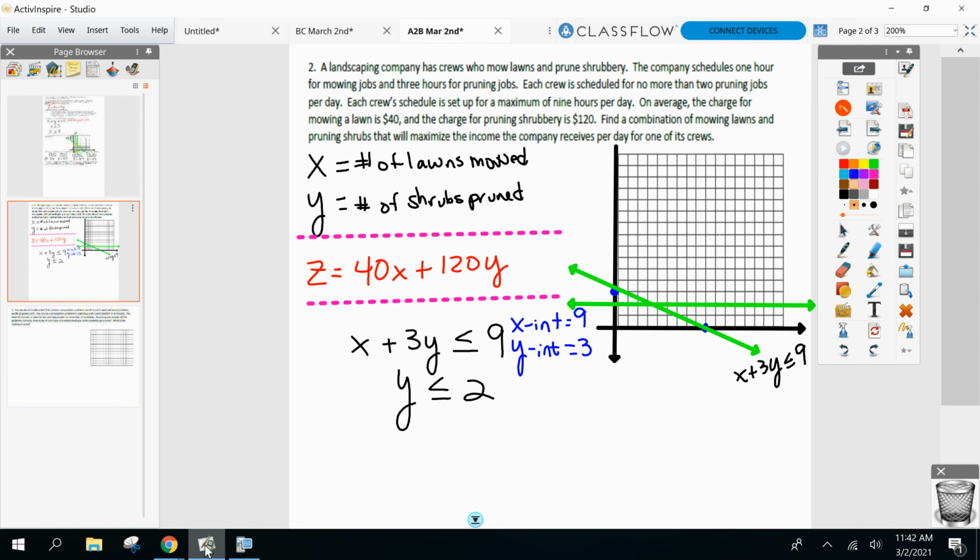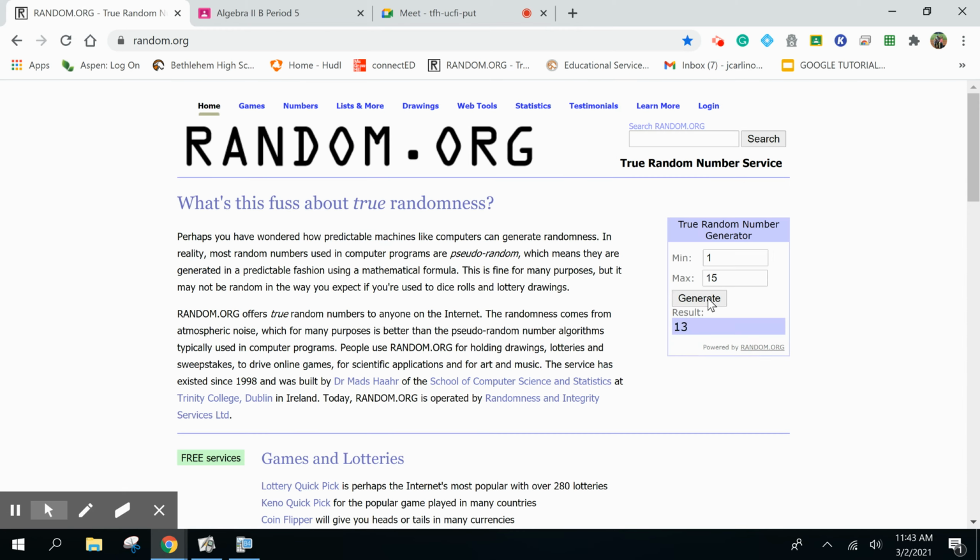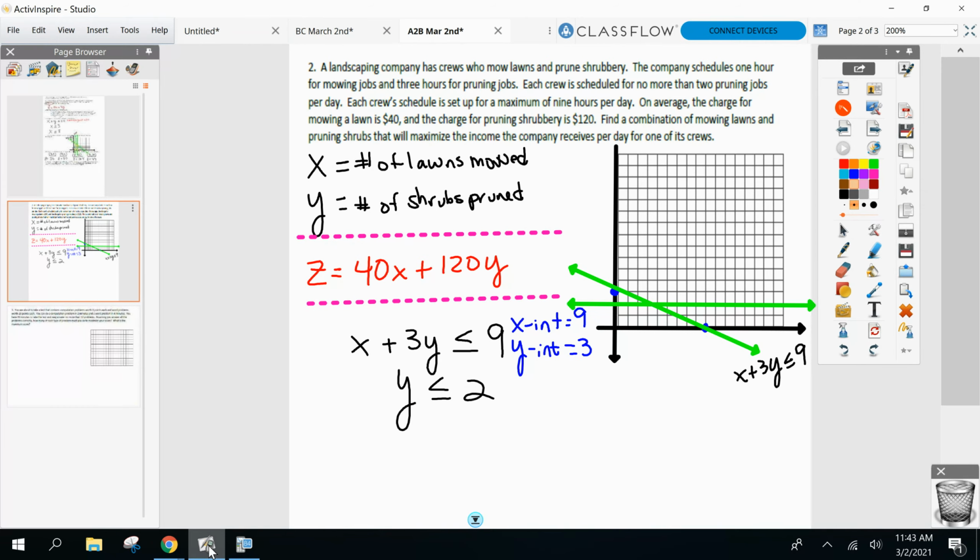What about the horizontal line? Y is less than 2. Should I shade above or below the horizontal line? Here you go, Ella. Above or below that horizontal line? Below. Both are getting shaded below. Hopefully that makes for an easy shaded region. Here it is. There's your region. Just got to pick off the corners now. 4 corners, it looks like.